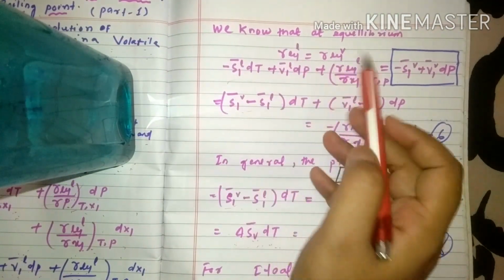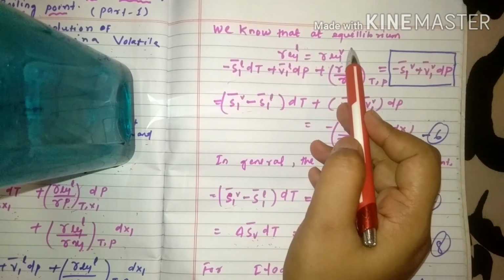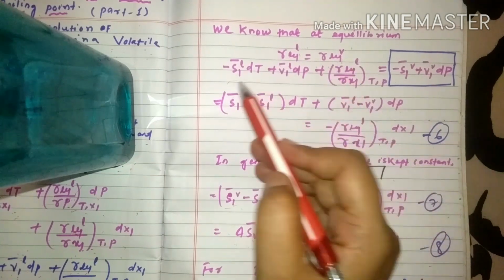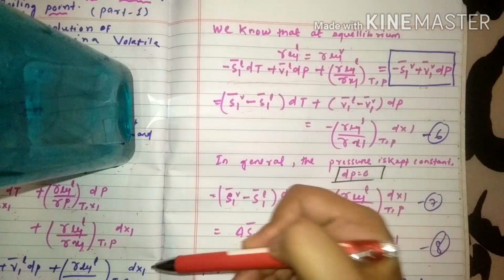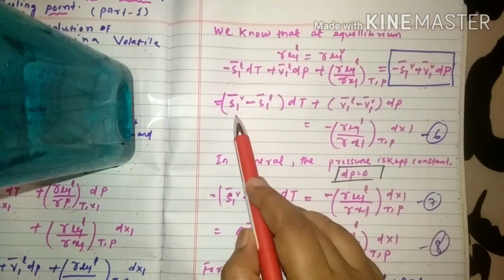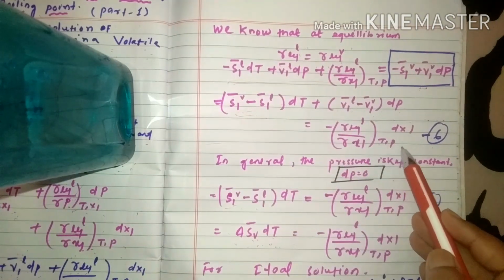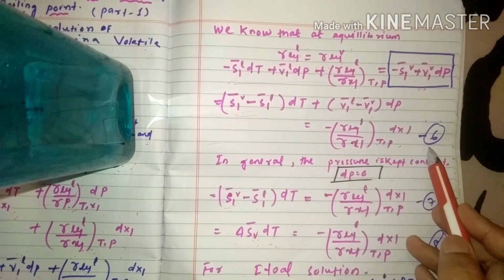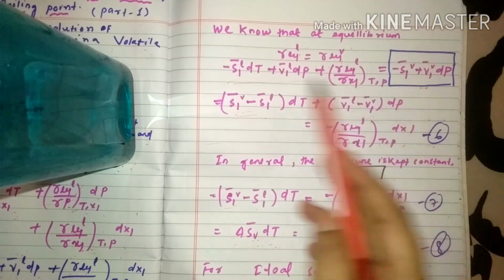We know that at equilibrium d mu1 L equals d mu1 V. Then I am putting the value of the liquid and then the value of the vapor. You can see I am writing here. We already got this before. Then I am just rearranging the equation this way. You can see this is for entropy and this is for volume. In general, this is equation 6. I am just rearranging.